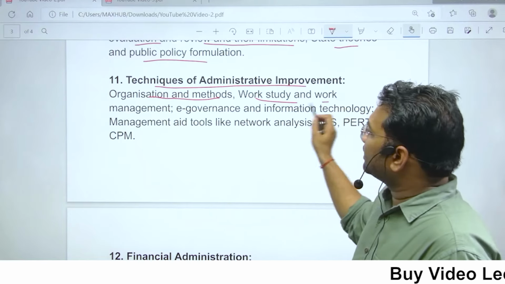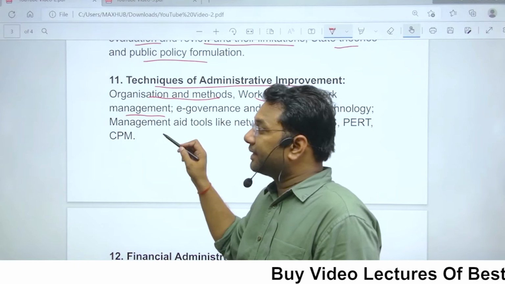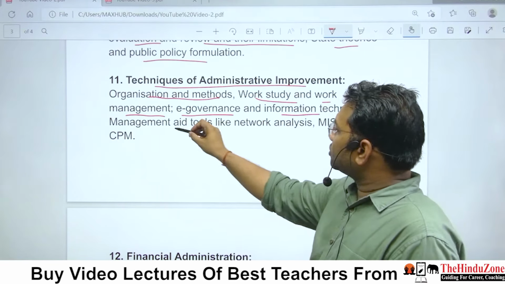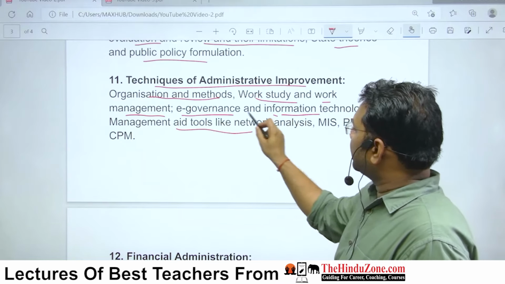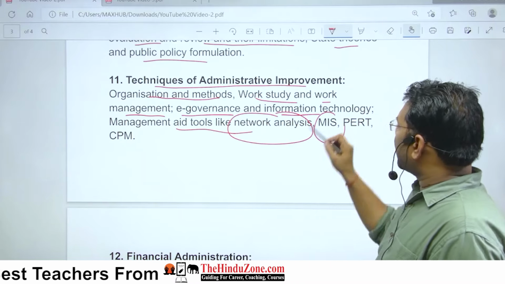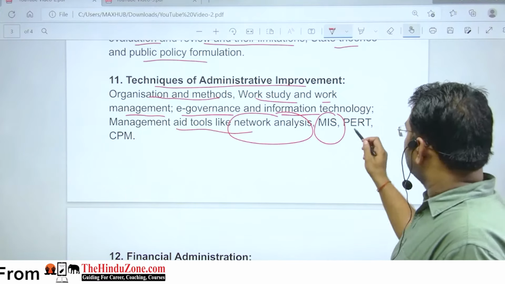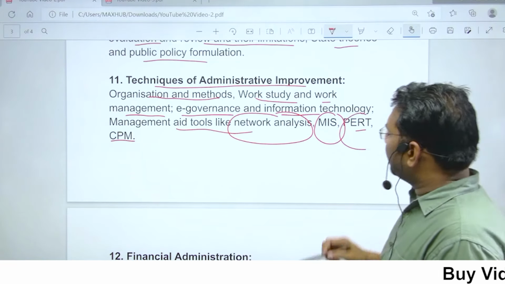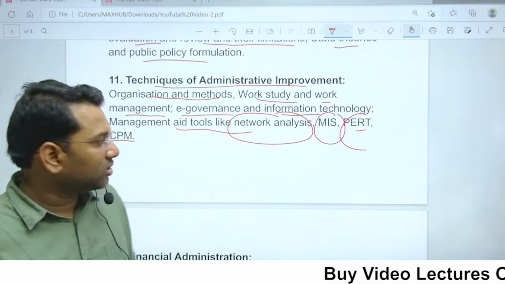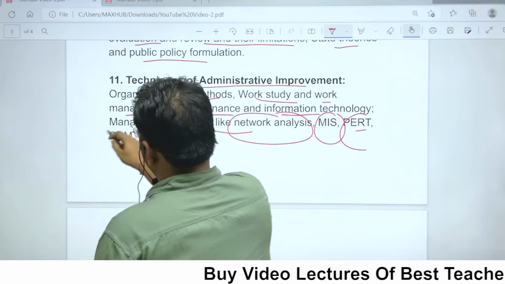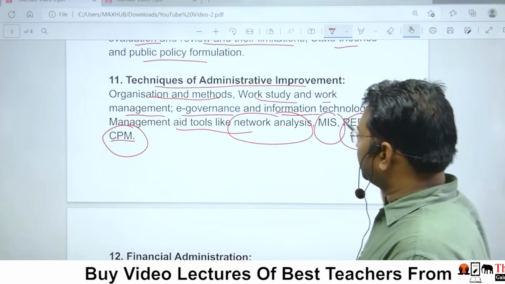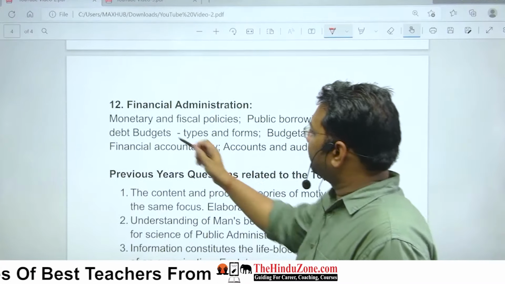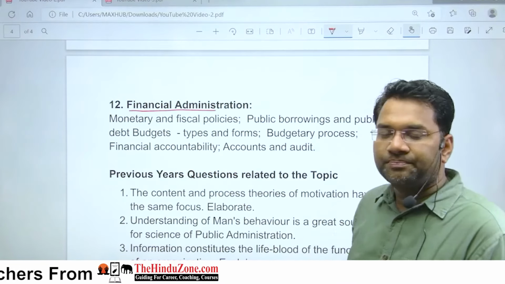Okay, so O&M, that is organization and methods, they will be there. Then work study and the work management we will be talking about, okay, in detail. Then we will talk about the e-governance, information technology and उससे भी ज़्यादा important, mainly we will be talking about the network analysis, we will be talking about the MIS, okay, that is Management Information System, we will be talking about PERT, CPM, right? So this PERT is standing for Performance Evaluation and the Reporting Technique. Then we will have the CPM, that is Critical Path Method, right? So we will be dealing with these. And the very last part, we will be dealing with the financial administration.